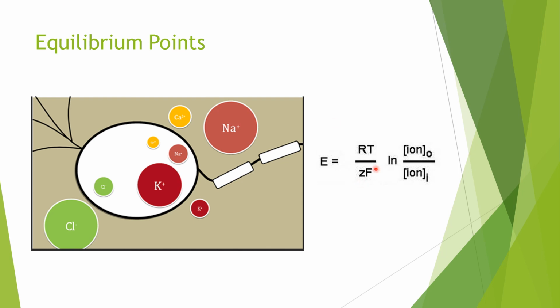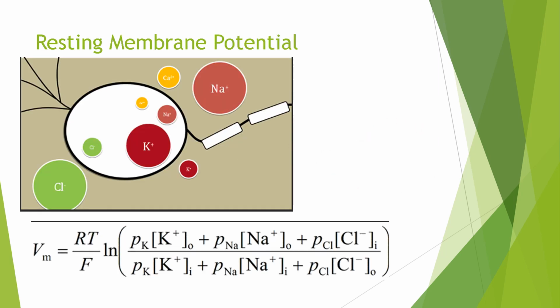And over here, if we look, we're dealing with concentration of ion outside over concentration of the ion inside. So you would just plug in all these numbers so you can get your answer. So let's begin to talk about the resting membrane potential.